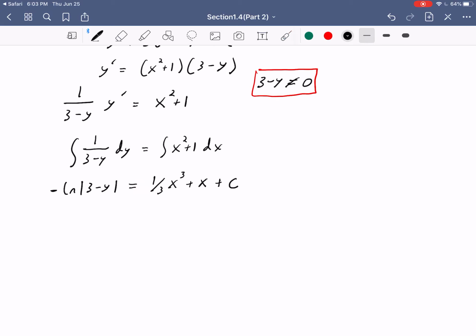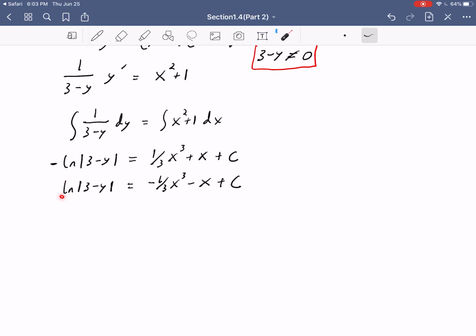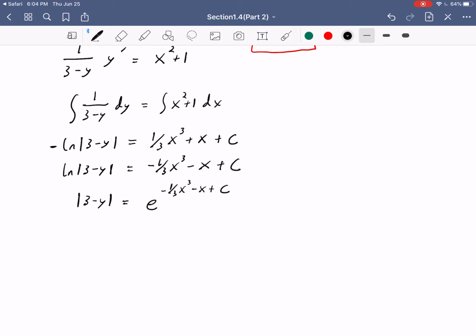I guess we could bring that -1 over onto the other side. So ln absolute value of 3 minus y equals -1/3 x cubed minus x. But of course here we would get -c, but that's still just a constant, so we can call it plus c. We can use that trick to unpack the logarithm. So we can say that the absolute value of 3 minus y is e to the negative 1/3 x cubed minus x plus c. We can take this e to the plus c and think about that as absolute value of 3 minus y equals e to the negative 1/3 x cubed minus x times e to the c.